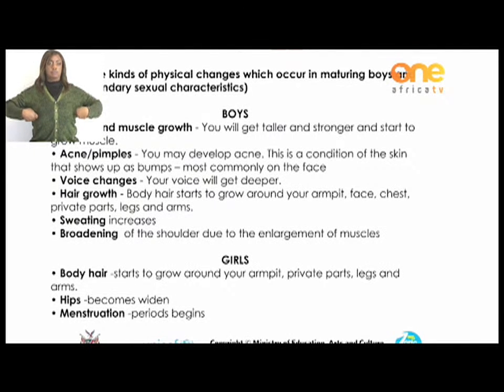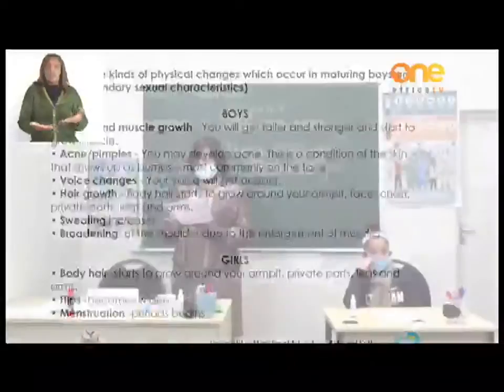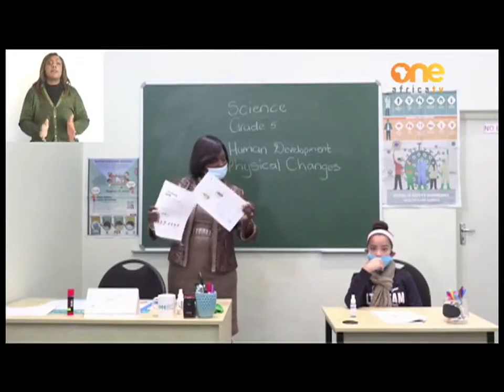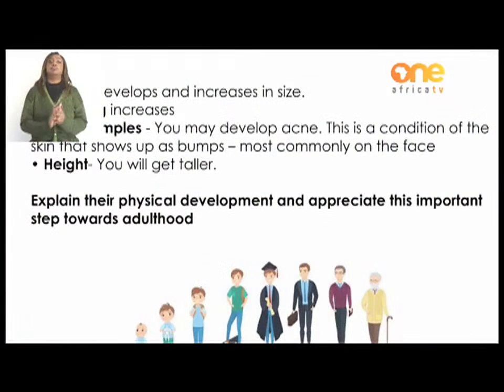Let's look at girls. Body hair starts to grow around your armpit, private parts, legs, and arms. Hips become widened. Menstruation or periods begin. Now let's go to page 16. Chanel, page 16. Breast develops and increases in size. Sweating increases. Acne and pimples. You may develop acne. As we said earlier, this is a condition of the skin that shows up as bumps, mostly common on the face.